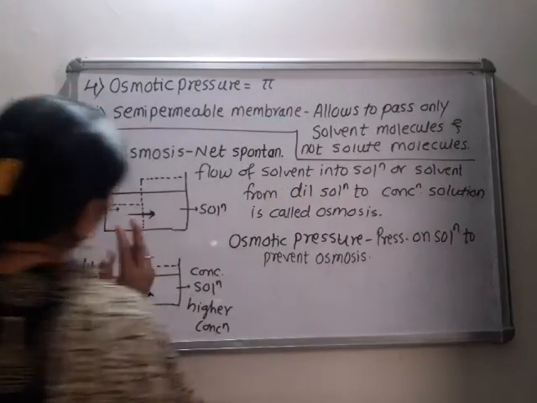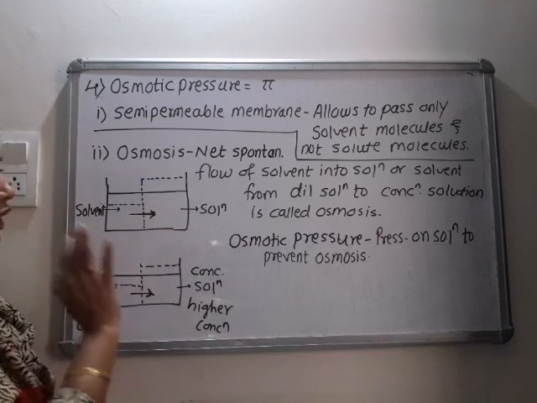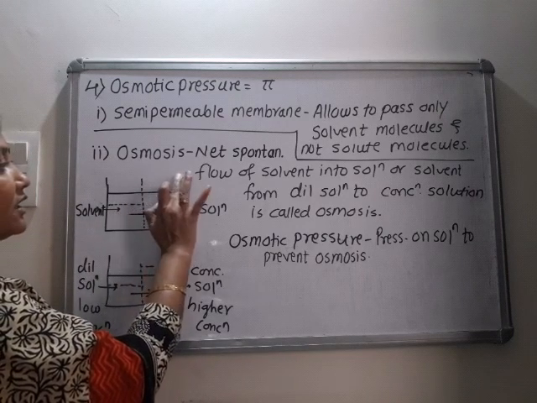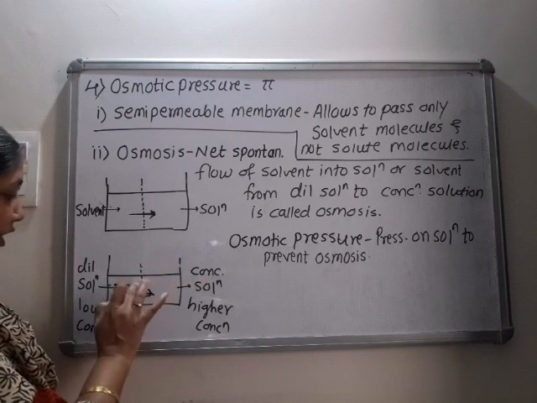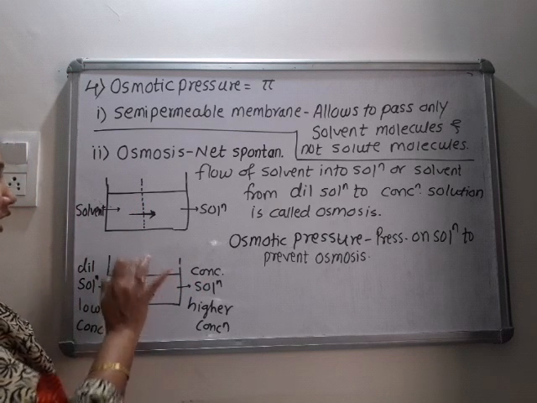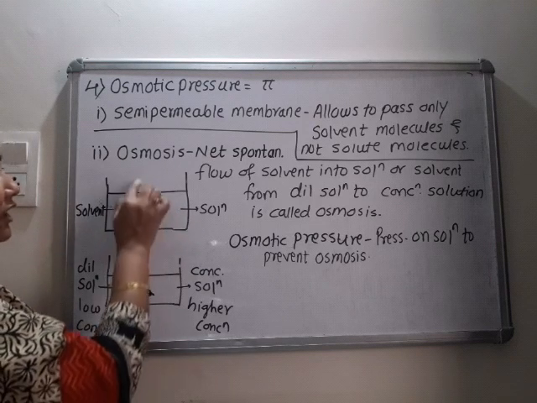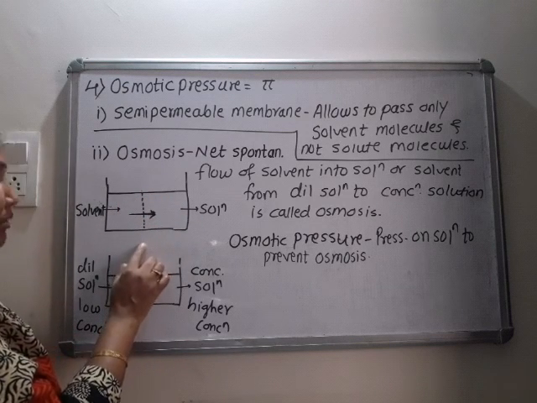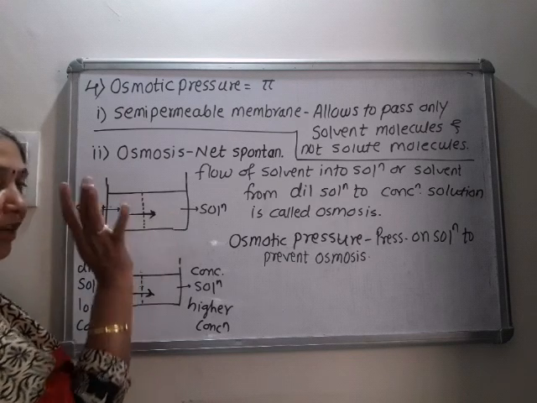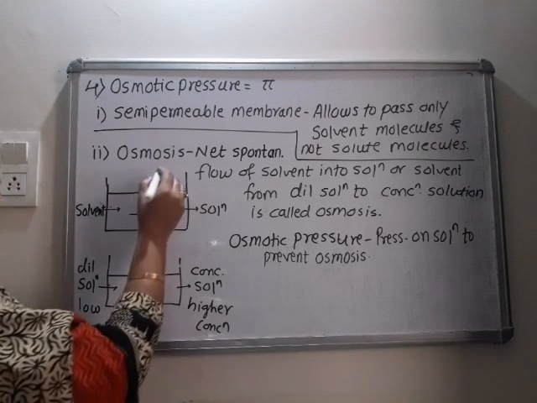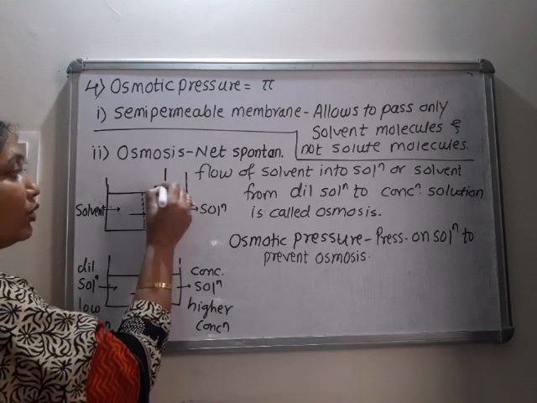We know that the movement of solvent into solution is spontaneous. Let us discuss the beginning of this experiment again. Here we have taken two compartments, one container separated by a semi-permeable membrane. One compartment contains solvent and the other compartment contains solution. Some pressure is applied on this solution.